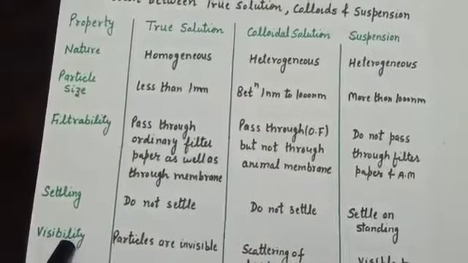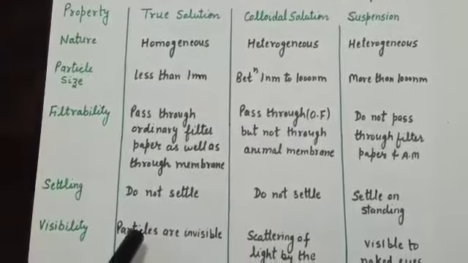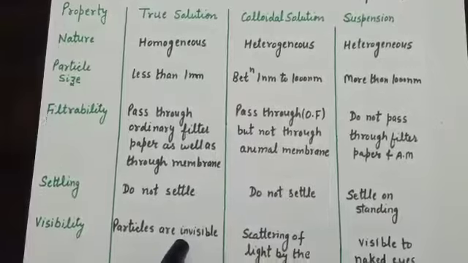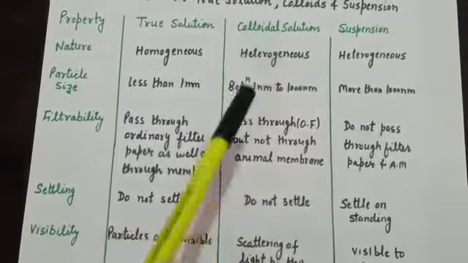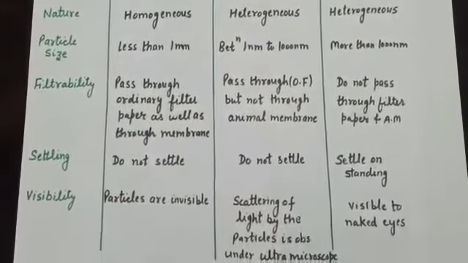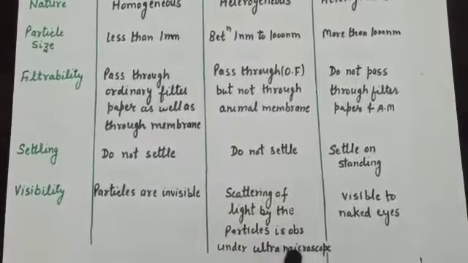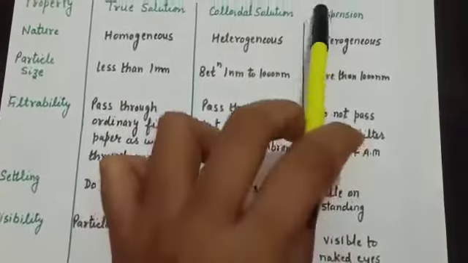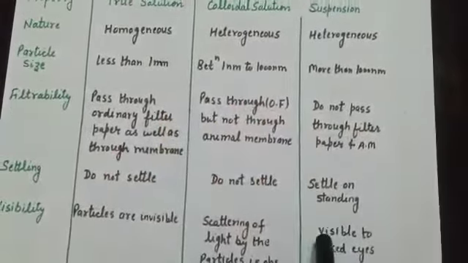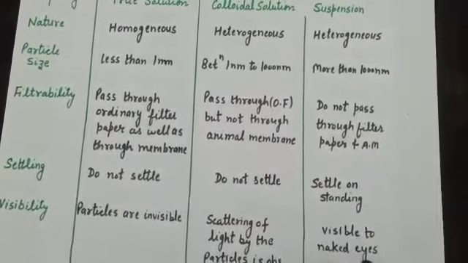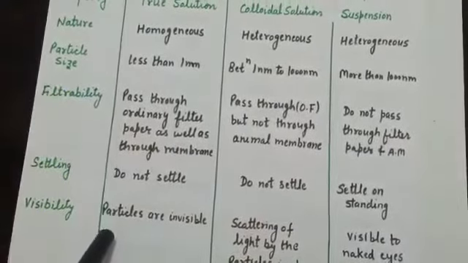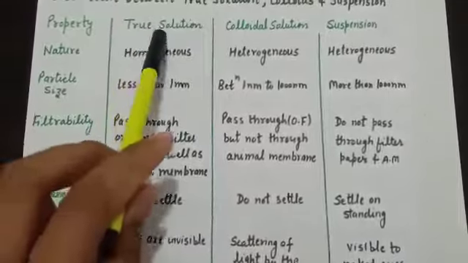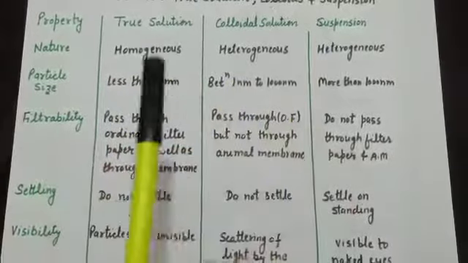Next is visibility. In case of true solution, the particles are invisible. Whereas in case of colloidal solution, the particles can be observed under an ultra microscope. And in case of suspension, the particles are clearly visible to naked eyes. So these are the 5 differences between true solution, colloidal solution and suspension.